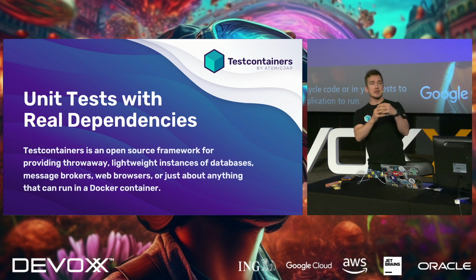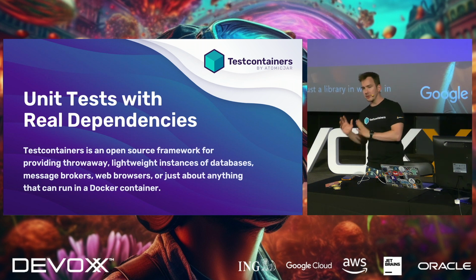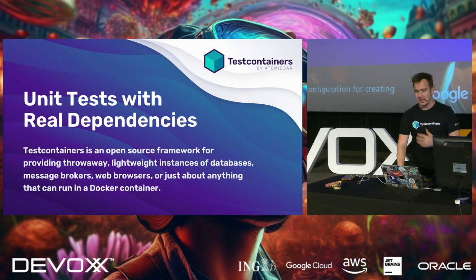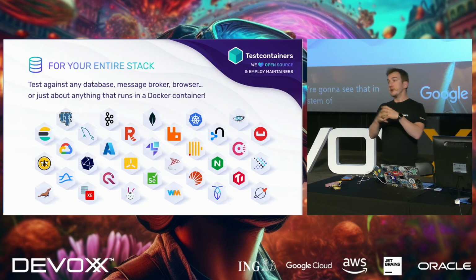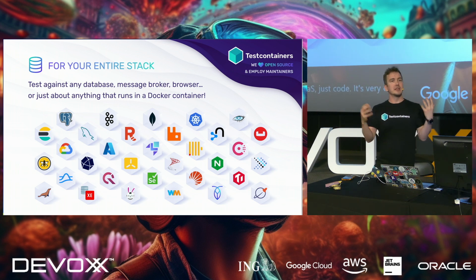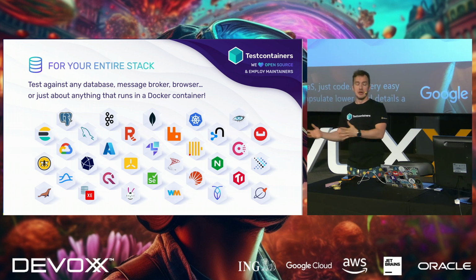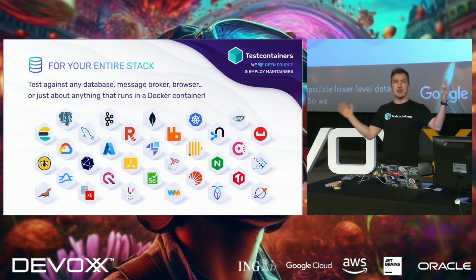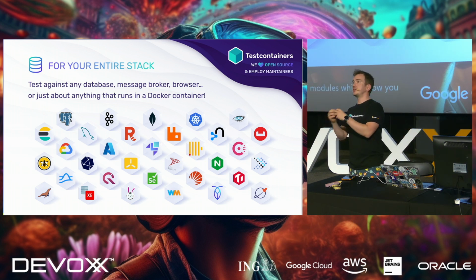It's literally just a library written in Java, so we can use it and put the configuration for creating environment right in your code. We're going to see that in a minute. It comes with a large ecosystem of existing modules, because, well, it's just Java, it's just code. It's very easy to create abstractions that encapsulate lower-level details and hide them from the end users.